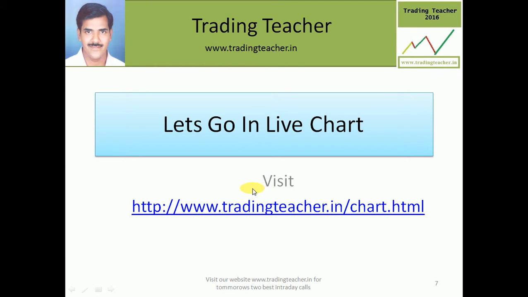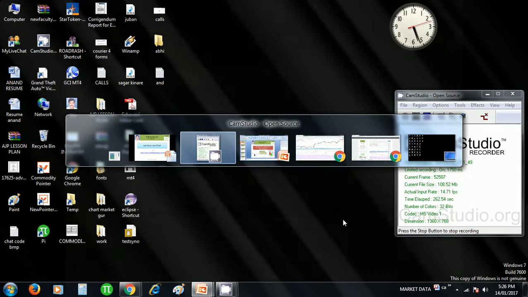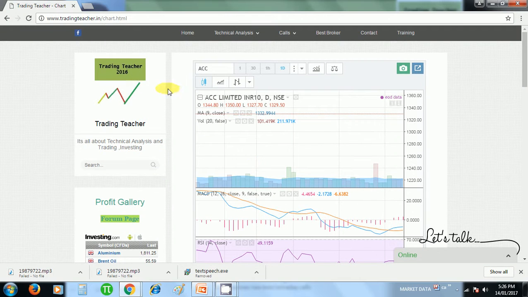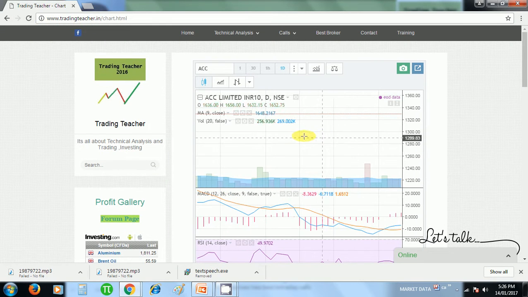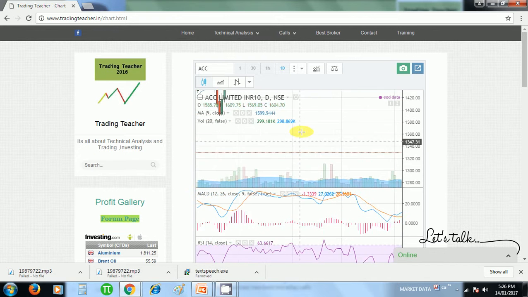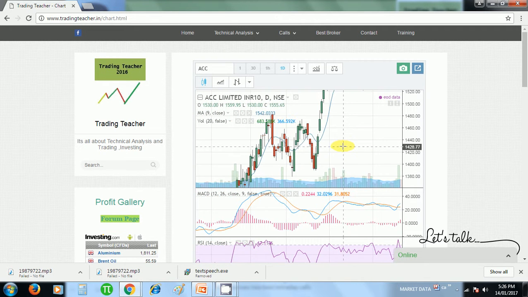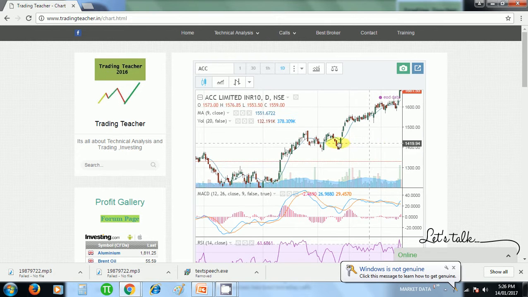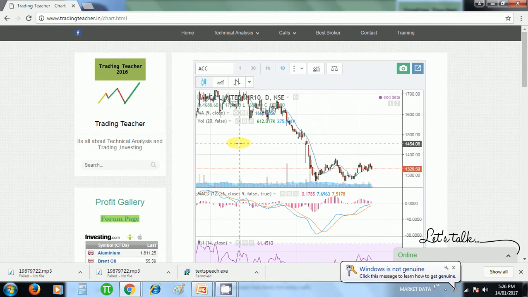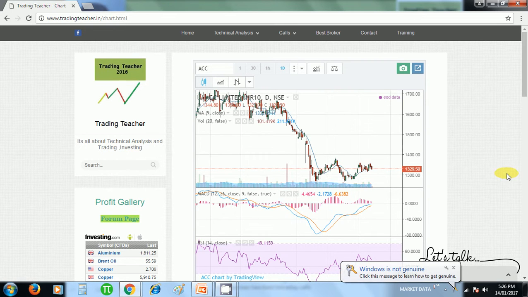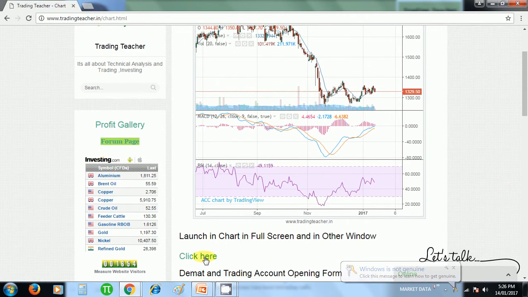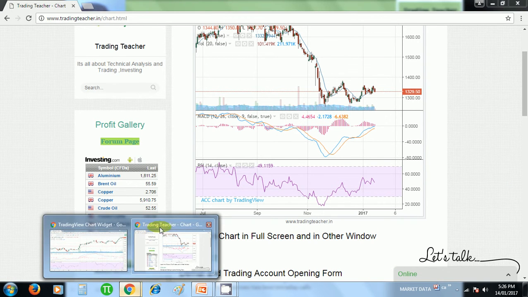Next we are going to see the live chart. To go to the live chart, go to www.tradingteacher.in/chart.html, and I have already opened the chart here. This is our website, www.tradingteacher.in, and by default it opens the chart of ACC. We have to find the piercing pattern here. You can open the full screen chart by clicking here, and I have already opened the full screen chart.